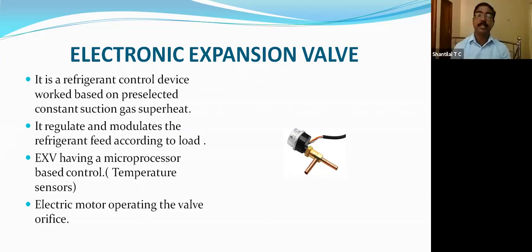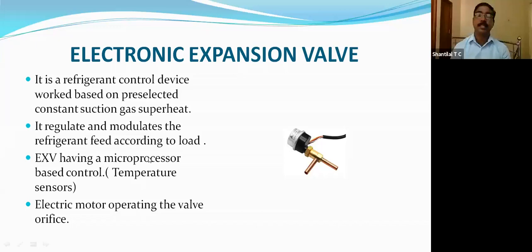So two sensors are provided. One sensor is a fixed sensor, a thermistor, fixed on the outlet of the evaporator, and another sensor is fitted on the suction line of the compressor cylinder. By sensing the temperature difference with these two sensors, the microprocessor takes the signals and sends them to the electric motor.